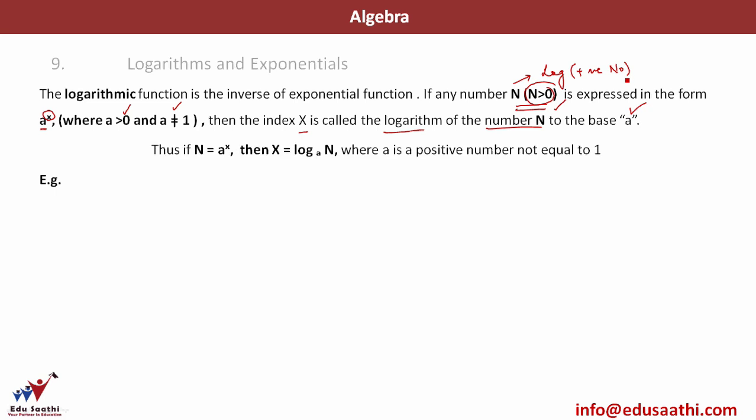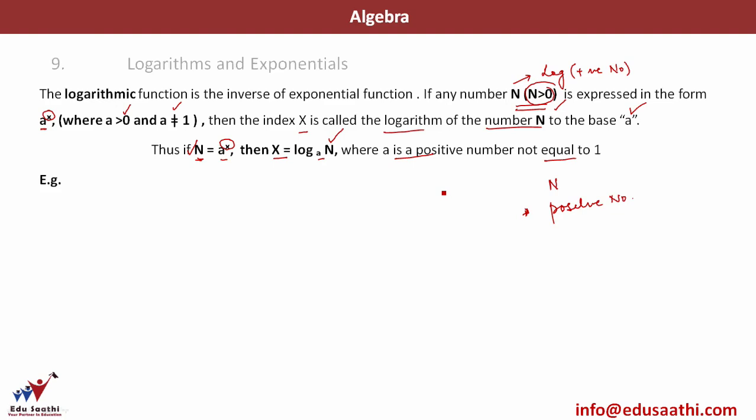I mean to say, if a raised to power x is equal to n, then this value x is the log of this number n to the base a. So log of the number n to the base a is the value of the index that we get, and a has to be a positive number and not equal to 1. So the 2 or 3 main things that I will note about n. First of all, log can only be found out for a positive number.